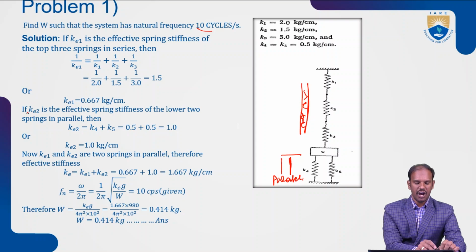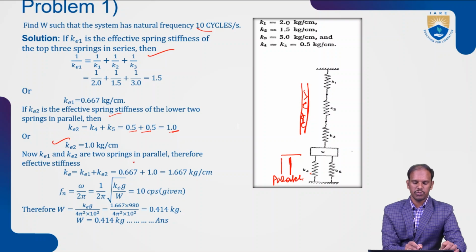And for the effective spring-mass system, the stiffness of the lowest springs in parallel, we can write in terms of 4 and 5, which is 0.5, as 1. So Ke2 equals 1 kg per centimeter. Now we have Ke1 and Ke2.